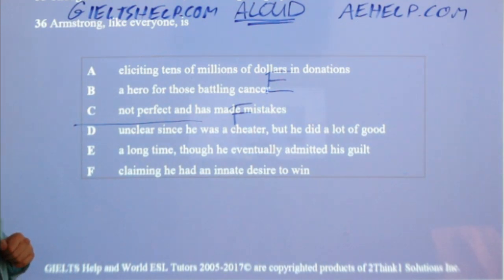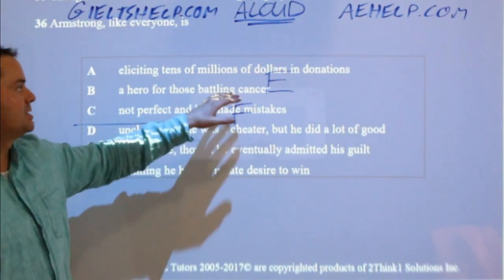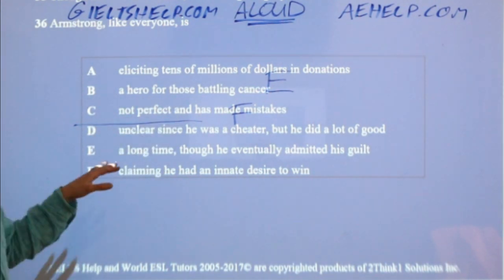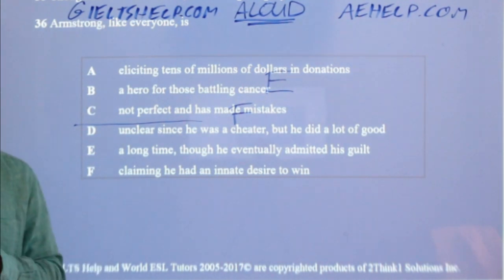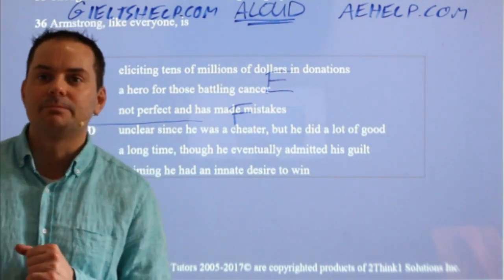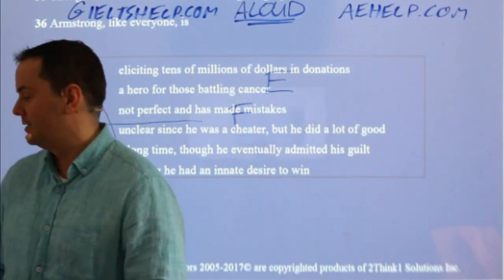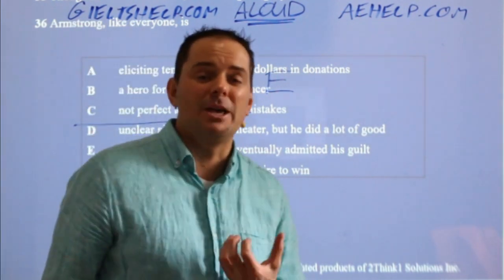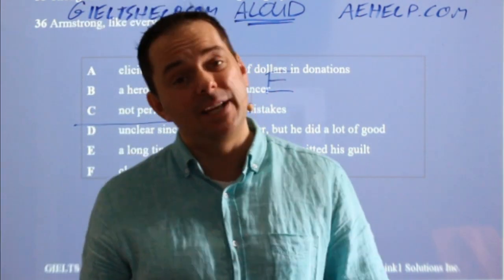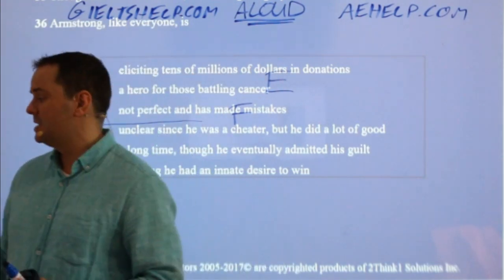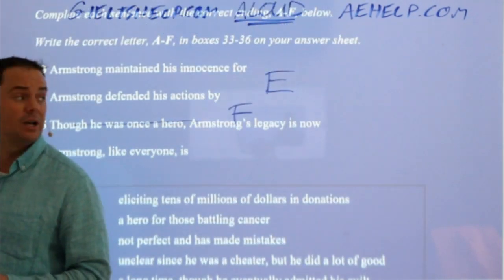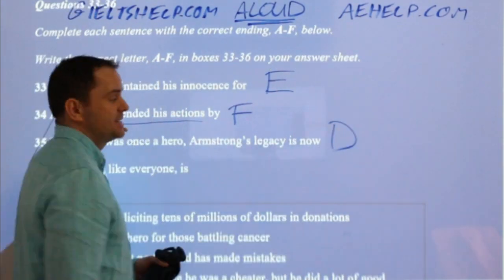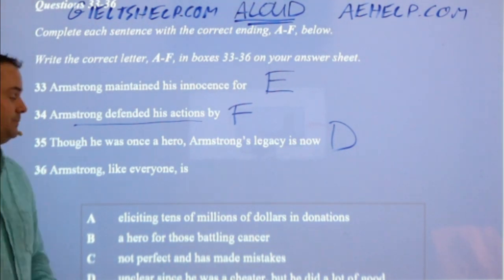So which one is the best one? A, eliciting tens of millions of dollars. A hero for those battling. Not perfect and has made mistakes. Unclear since he was a cheater, but he did a lot of good. The best match is D, Prashil. Very good. Mandeep. Great. Yeah, it's unclear, right? He's not a hero in bicycling anymore, but for fighting cancer and helping cancer patients, he's still a really great guy. So it's kind of a tricky one there. So D is the best answer. Okay, that's the best answer.